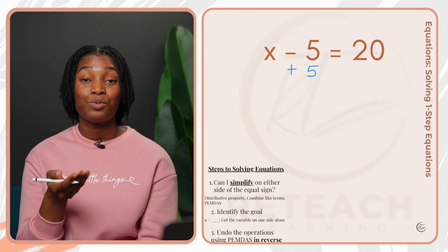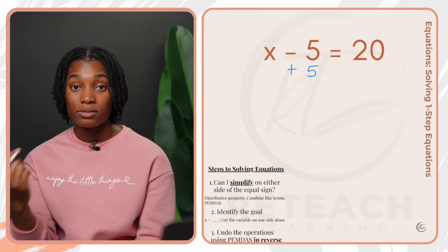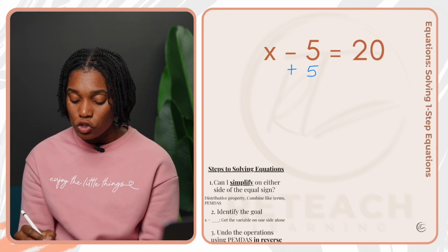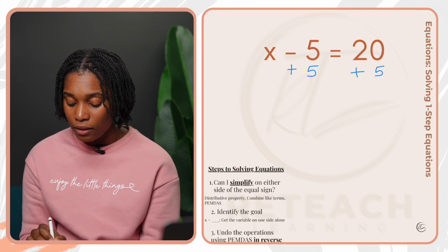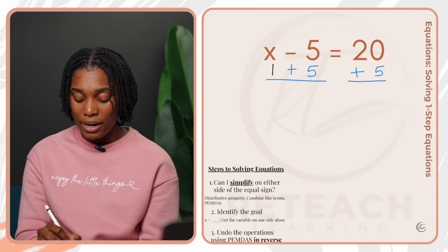And once again, the rule of equality applies. Whatever I do for one side, I have to do for the other side. That's what equality looks like. So plus 5. All right, there we go. Now let's do the math.